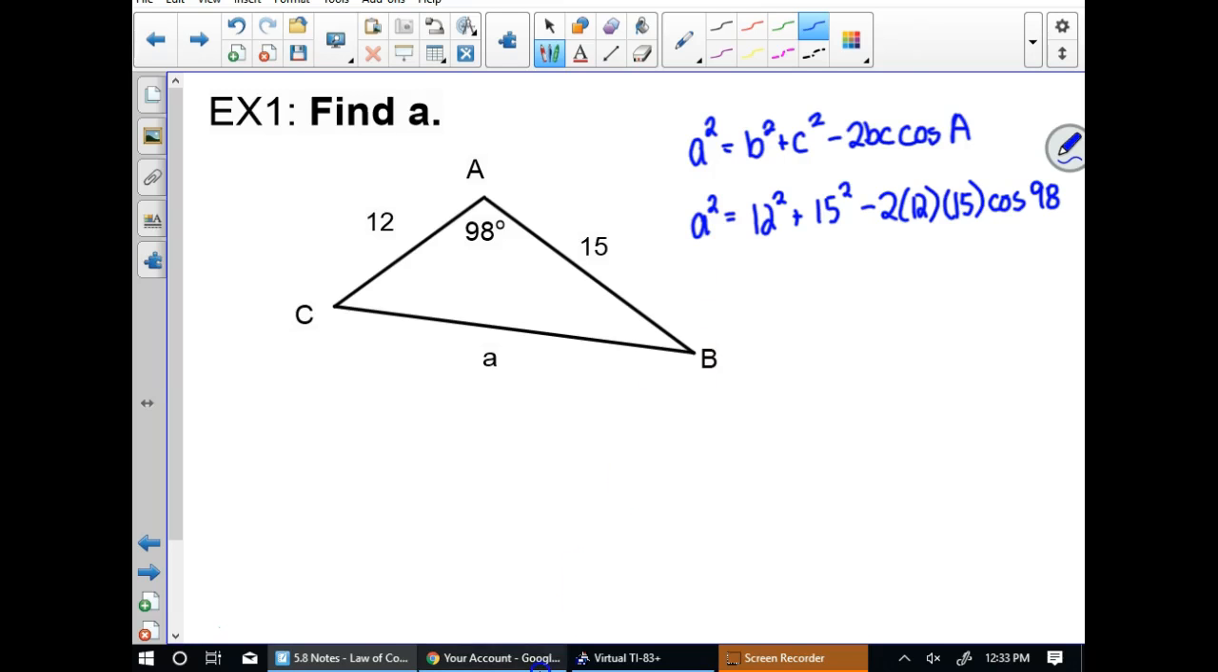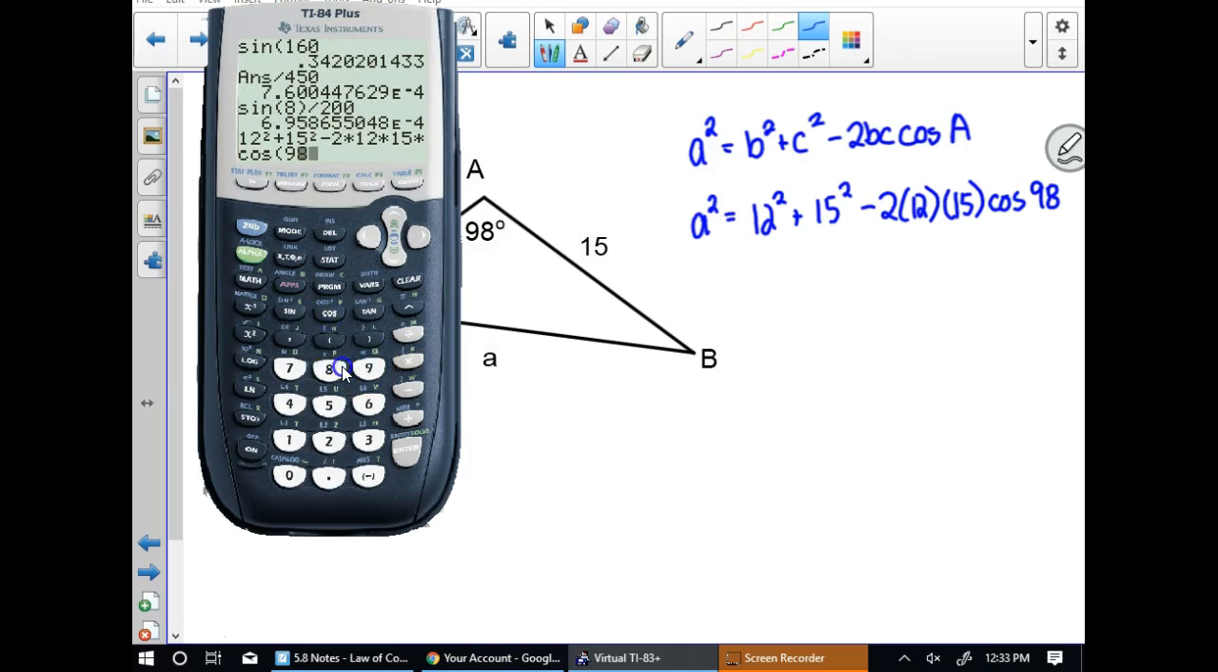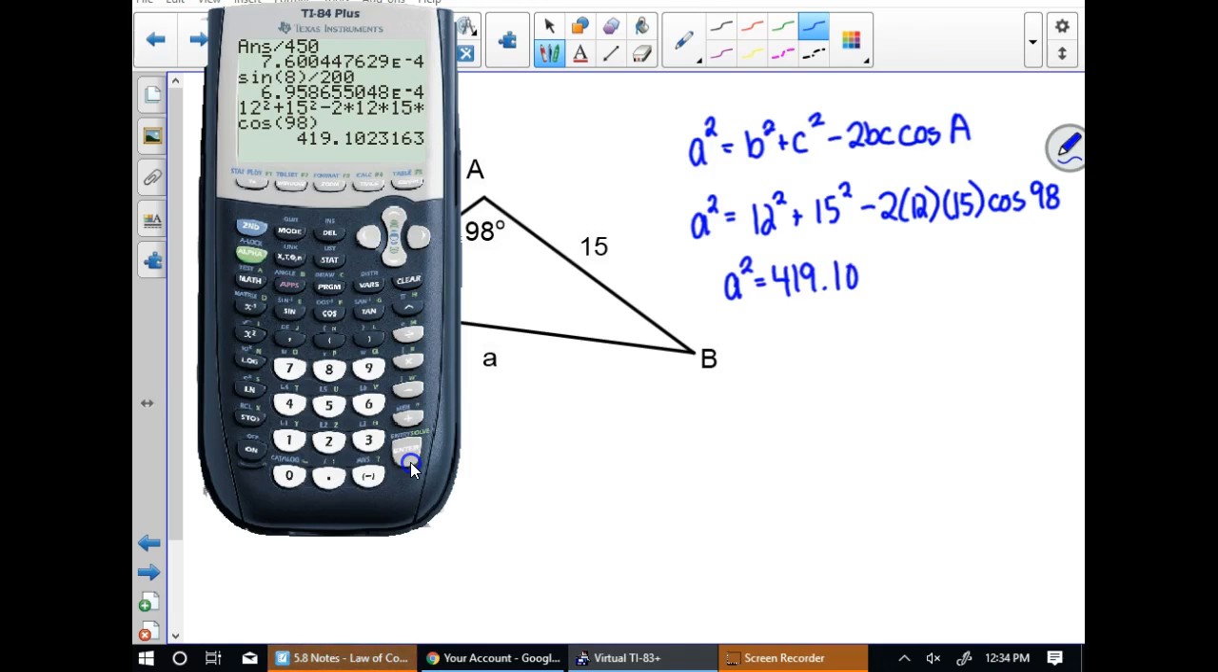Here is what I like so much about these problems. This calculator, you can just type it in as it is. You don't have to do it piece by piece. You could do it piece by piece, but you don't have to. If you just do 12 squared plus 15 squared minus 2 times 12 times 15 times cosine 98, it should do all of that right. It can handle that order of operations. So we get A squared equals 419.102.